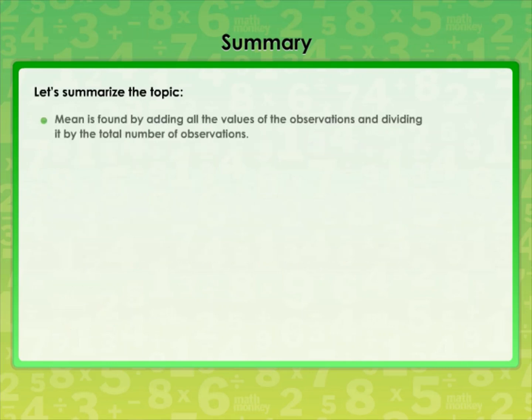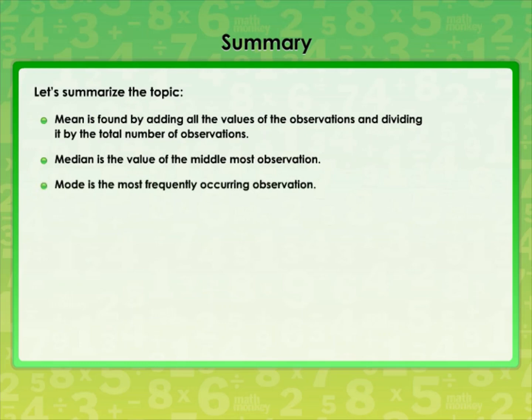Mean is found by adding all the values of the observations and dividing it by the total number of observations. Median is the value of the middlemost observation. Mode is the most frequently occurring observation.